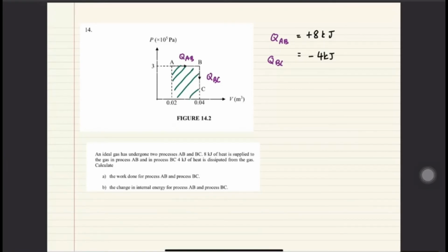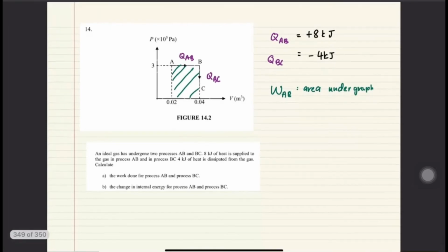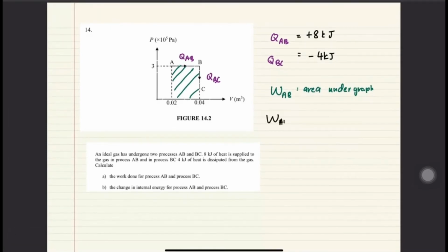Okay, the green area represents the work for AB. Alternatively, like I told you, you can use work = PΔV. In this case, the area is equal to 0.04 minus 0.02, multiply with the 3. Don't forget the prefix, right? Students always forget. So this one becomes 0.02 multiply 3 exponent 6,000. 6,000 joule. Okay, good.